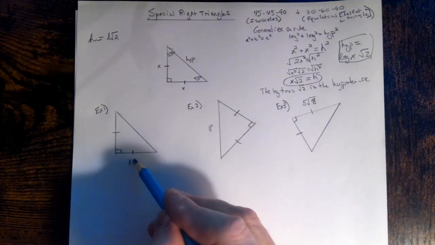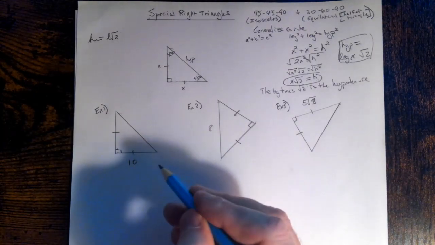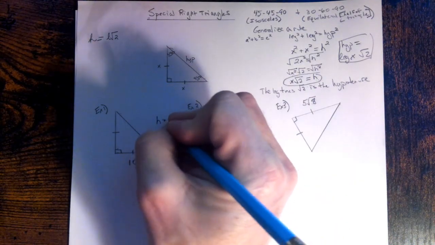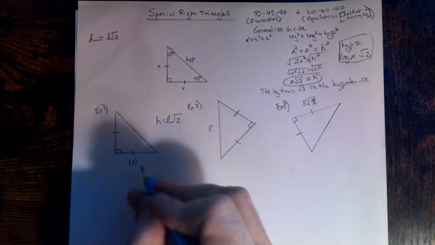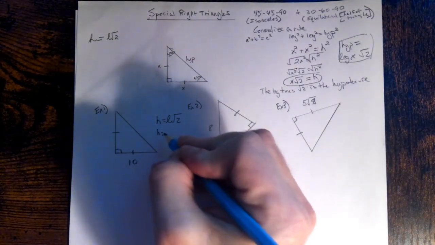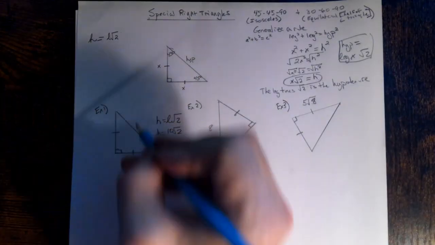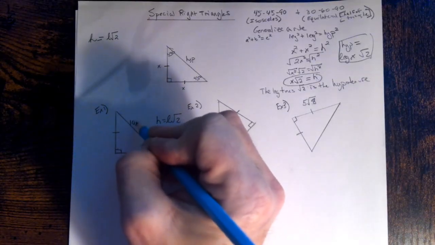So let's just take this triangle, example 1. Let's use our formula. H equals the leg times the square root of 2. Oh, the leg is 10. Oh, look at that. We are already finished. 10 times the square root of 2 is this length right here. So 10 times the square root of 2.